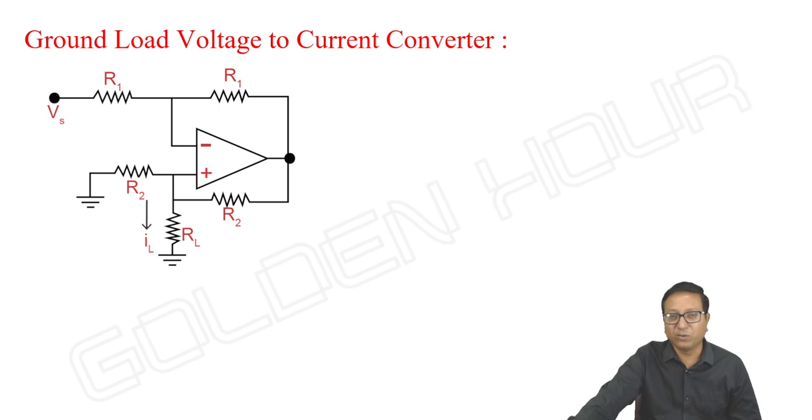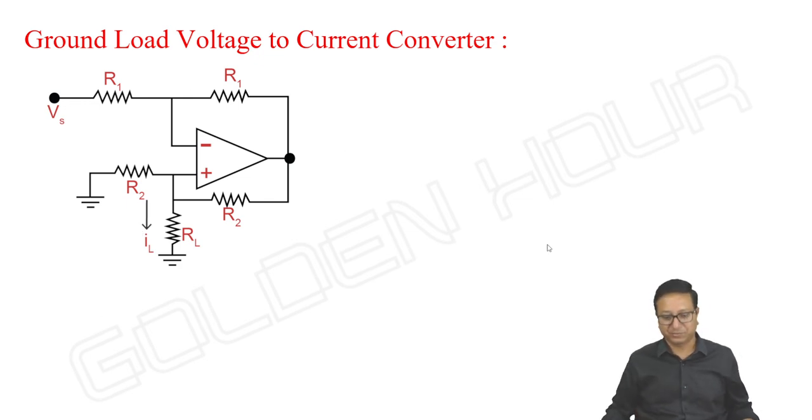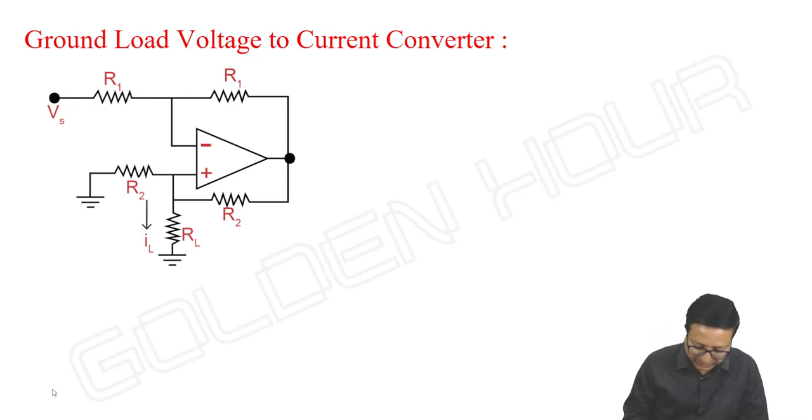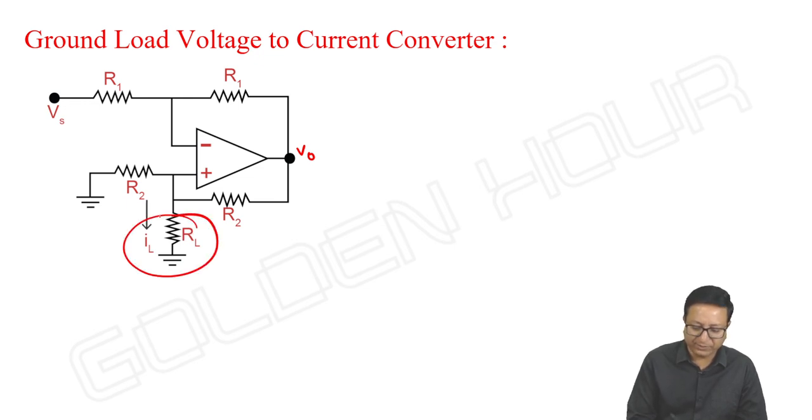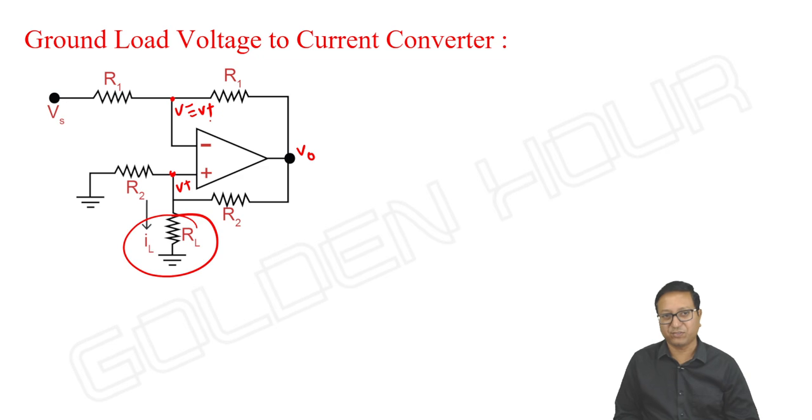Next, grounded load, voltage to current converter. Here the input is given to the inverting terminal. How do we analyze this circuit? Let me take this voltage as V output, and nothing to worry about V output. I am concerned about the current through the load resistor. That's it. And this voltage is V plus. Due to virtual short, V minus is equal to V plus.